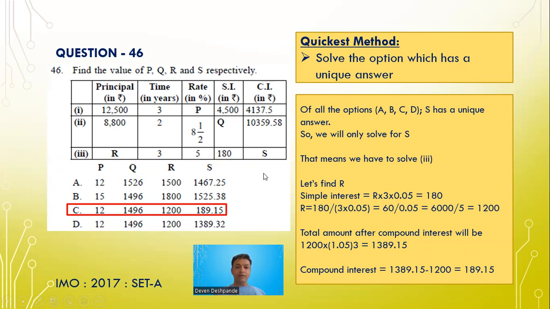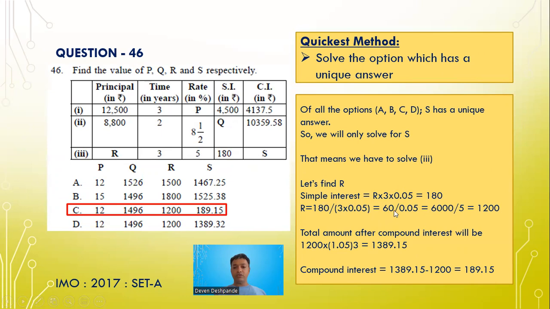So it will be principal R into number of years. What is number of years? 3, into rate is 5%. 5% is 5 upon 100, which is 0.05. So R into 3 into 0.05 is how much simple interest was accumulated? 180, isn't it? So R is equal to 180 divided by 3 into 0.05.